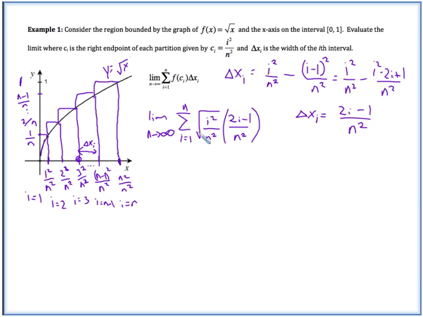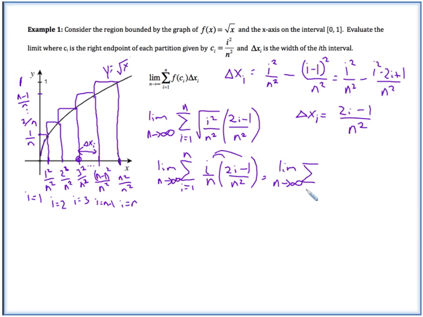And we can do a little simplifying here. The square root of i squared over n squared is just i over n. And this is going to be times 2i minus 1 over n squared. And we still have the sum, so we don't want to lose that notation, the limit as n goes to infinity. Okay, and let's go ahead and multiply here. Now rewrite our limit. Okay, so that's going to give us 2i squared minus i over n cubed.